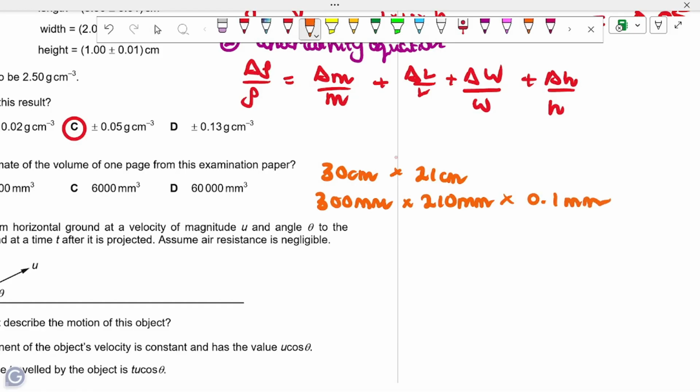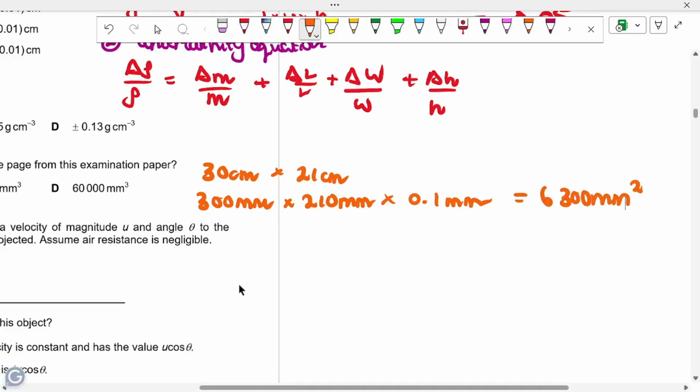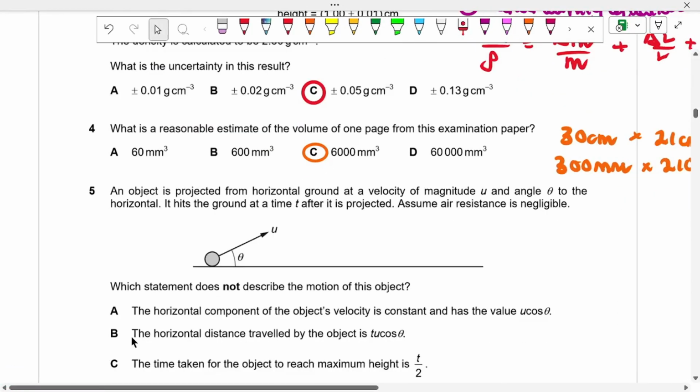Okay, just a little calculation. Measure for 10 sheets, then divide 1 by 10, and you get 1 over 10. Then if you multiply all of these quantities together, 300 by 210 by 0.1, you get about 6,300 millimeters squared. Right? And you're going to look for an answer which is closer to that, and that's going to be C. So you don't have to get the exact answer that I got. You just have to get something similar to that.